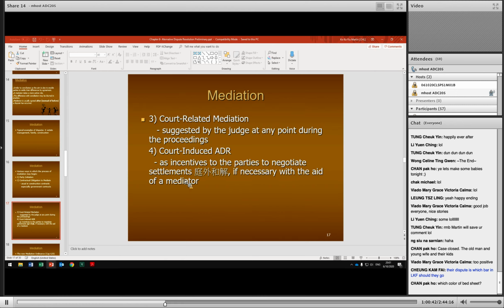Also sometimes there's court-induced ADR. I think the court has already amended the procedure, so that from time to time the parties have to use mediation to resolve the dispute before the case can be heard in the court. So it's an incentive to the parties to negotiate settlement, if necessary with the aid of a mediator. The court always encourages settlement. In the past, settlements were only made by lawyers, but lawyers are usually very litigation minded. Litigation lawyers may not be too patient. They may not be so tactful in reaching settlement. Sometimes they are very confrontational, so it makes settlement more difficult. So I think for settlement, a mediator may be more tactful, more experienced, more skillful in helping the parties to settle the dispute.